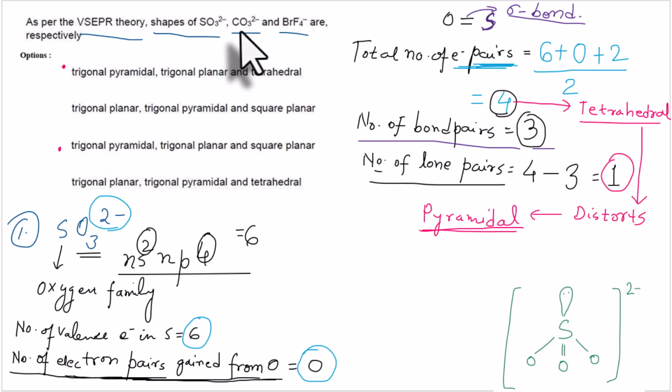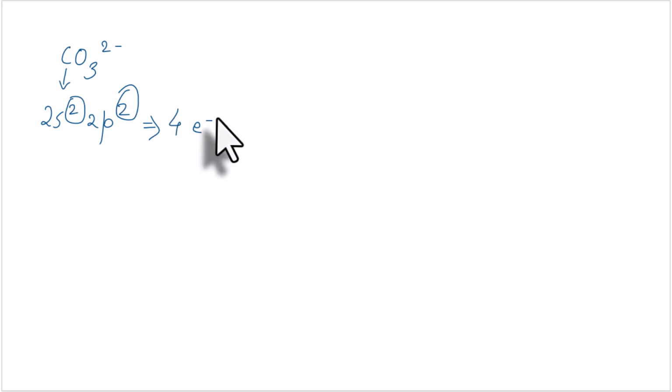Now let's move on to the second molecule, that is carbonate, CO3 2-. Now we have the central atom very clearly visible, carbon, and carbon has 2s2 2p2 as the valence electronic configuration, giving rise to 2 plus 2, that is 4 valence electrons.